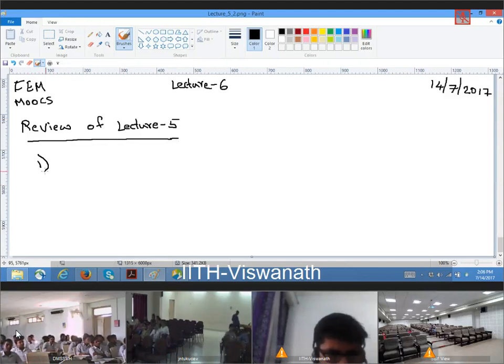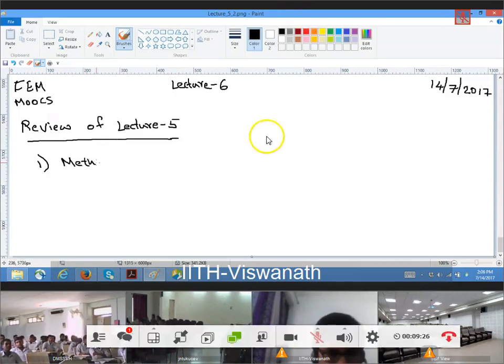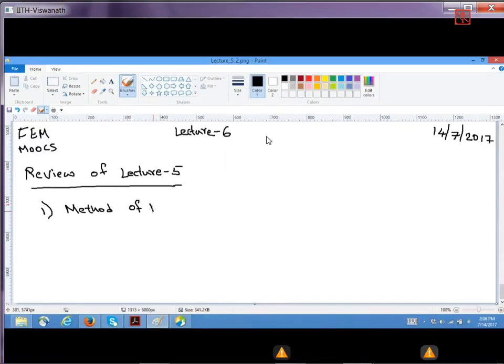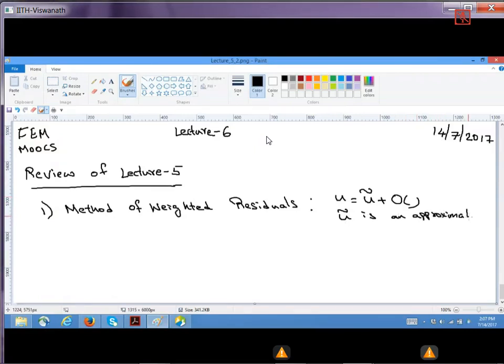Firstly, we were talking about the method of weighted residuals. In the method of weighted residuals, what we need to do is take an approximation, and u tilde is an approximation, and we take a governing differential equation.